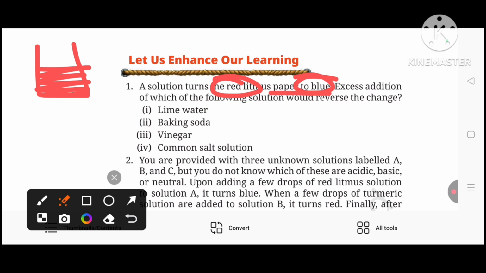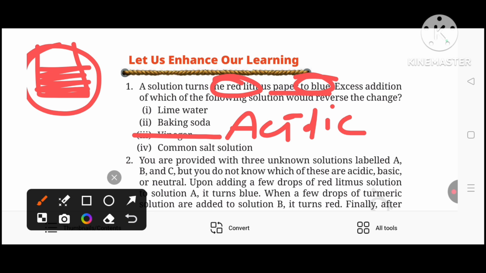Baking soda is also basic in nature, so it will not keep the red litmus red as it is. Vinegar is acidic in nature, so it can change the pH, or the nature of the substance, into an acidic one, and if the red litmus is added to this solution, then it will stay red in color, which is initially blue.